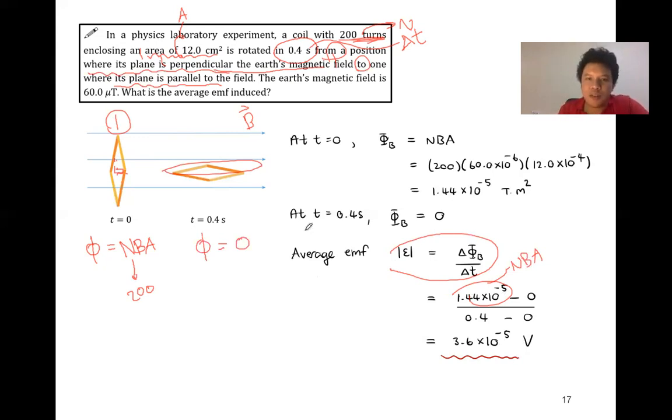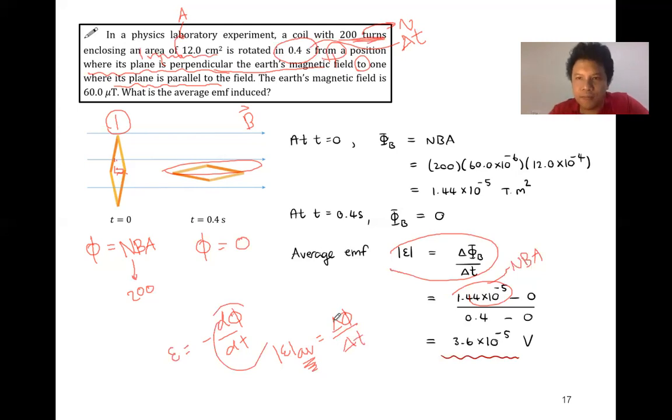Okay, so for the average, we start with the induced EMF as minus d phi by dt. If you want to find just the magnitude of the average, d phi by dt becomes delta phi by delta t, and we already know the delta t.